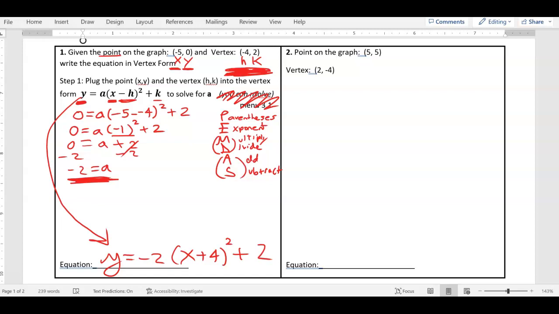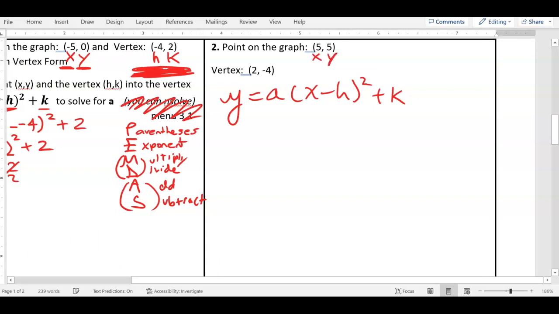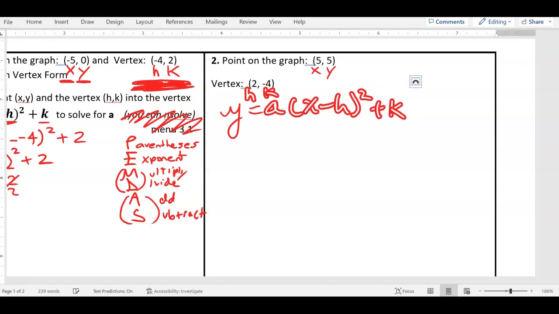Okay, I know it's a lot of steps. So what did we do? We plugged in x and y, we plugged in h and k, we solved for a, and then we wrote our final formula. Okay, let's do it again. I'm writing the formula. Now, when it says point on the graph, the point is (x, y), the vertex is (h, k), right? So can we plug this in?